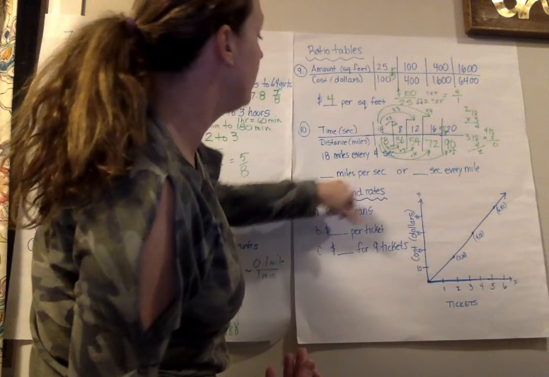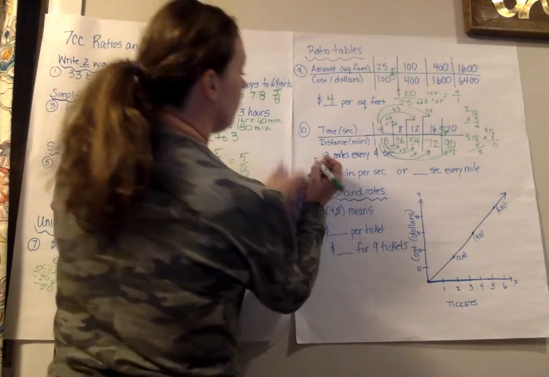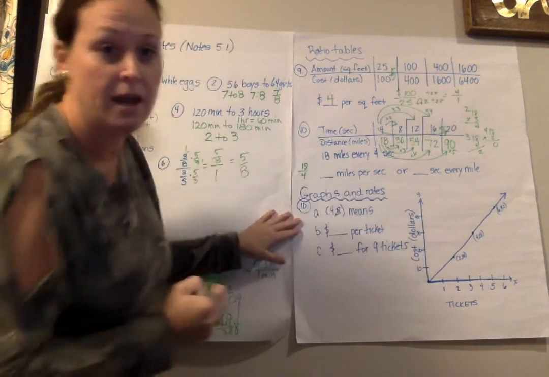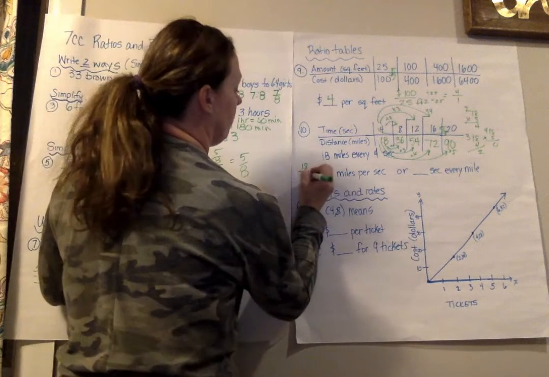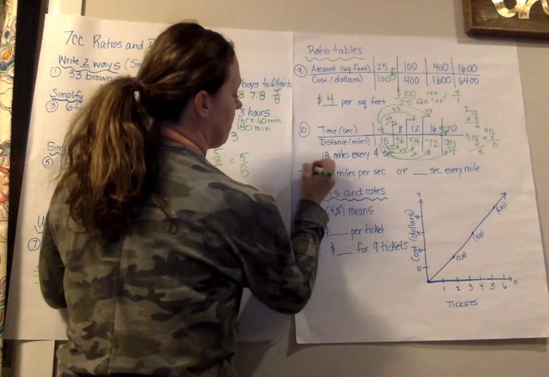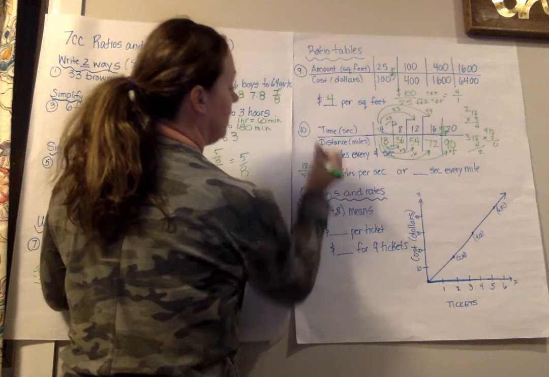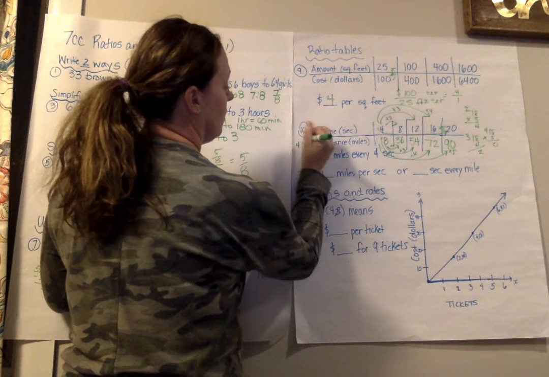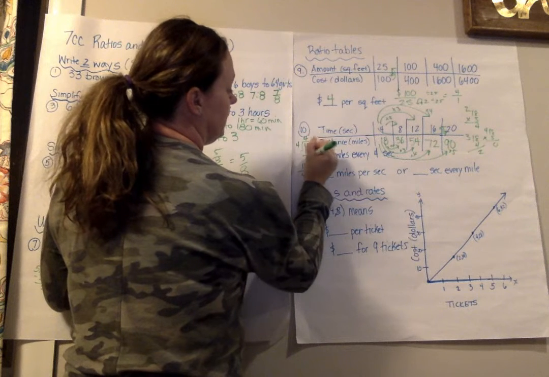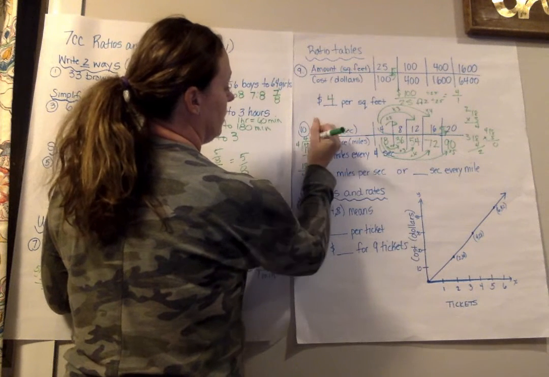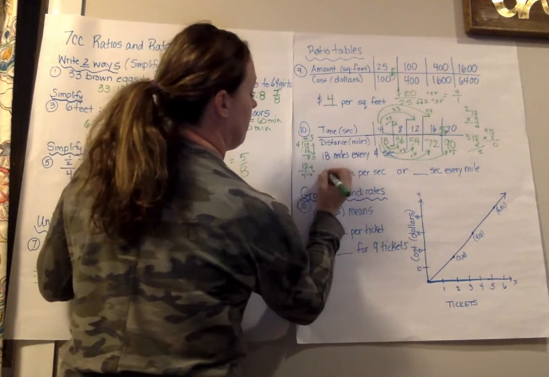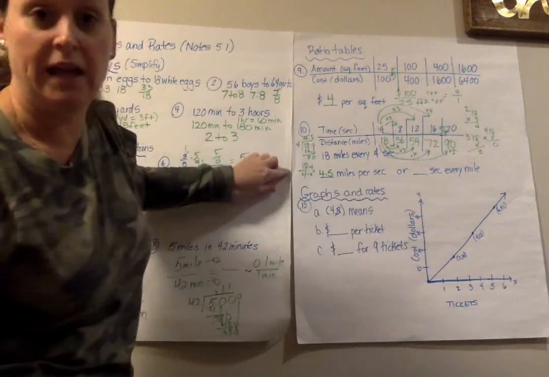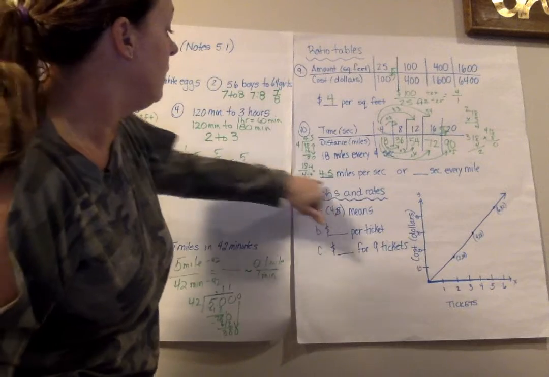So this is miles per second. This would originally be 18 miles for 4 seconds. And I would go ahead and divide both by 4. It's going to get me 1, and then I'm going to do 18 divided by 4. That's 4, 16, 20, 0, 4.5. So I took 18 divided by 4, and I got 4.5.